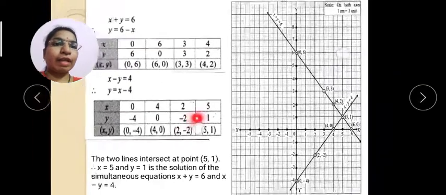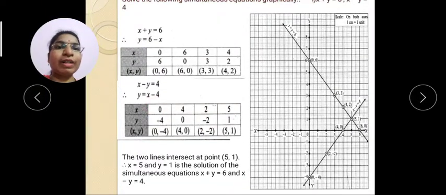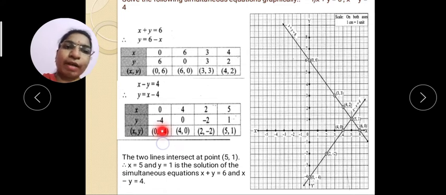In a similar way, the second equation. What is the second equation? x minus y is equal to 4. So y is equal to x minus 4. So substitute the value of x as 0. What will we get? The value is minus 4. Is it? 0 minus 4 is minus 4.